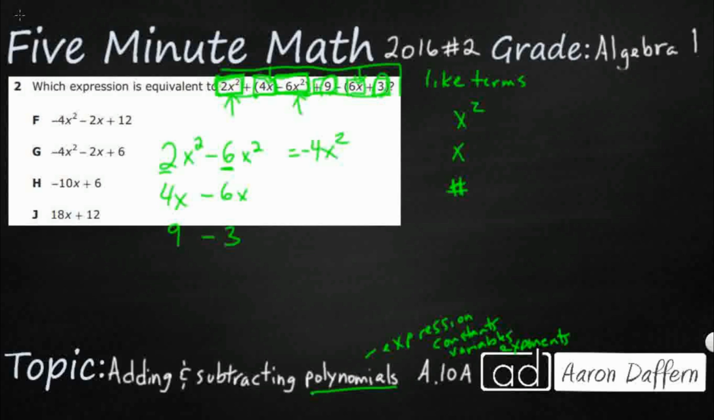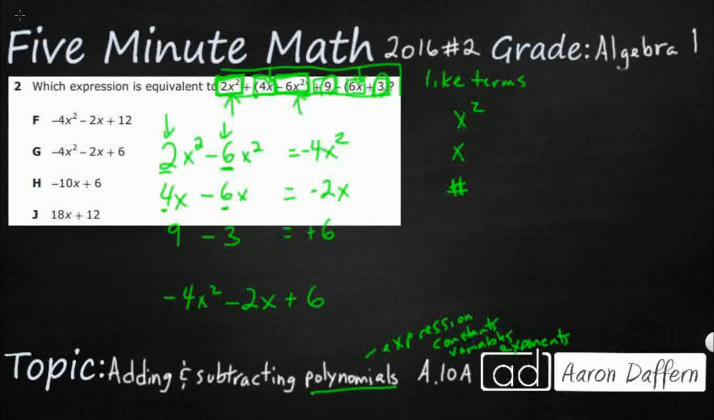Now, I've got 4x minus 6x. Okay, so I've got 4x's minus 6x's. That's going to get me a minus 2x. Then 9 minus 3, that's just 6. So really, once we get our like terms, we're just dealing with the coefficients. That's all I'm messing with, are the coefficients. So I put that all together. I've got a minus 4x squared, a minus 2x, and then that's going to end up being a positive 6.